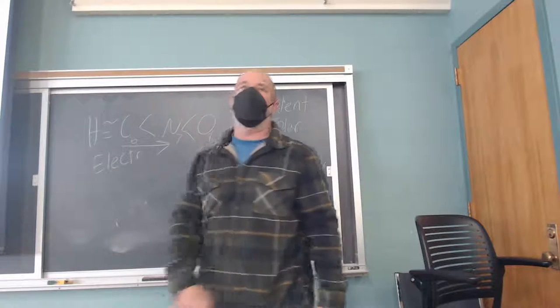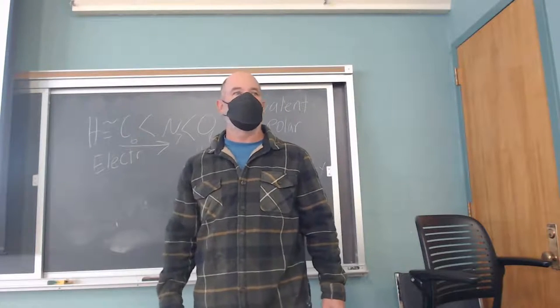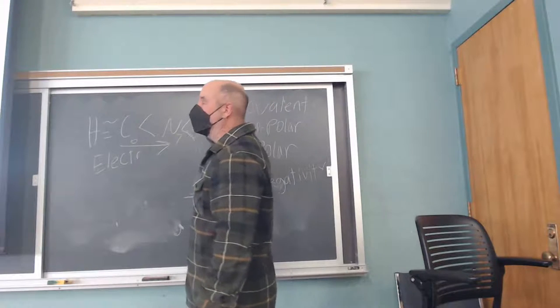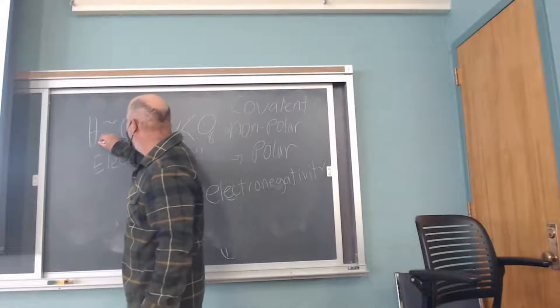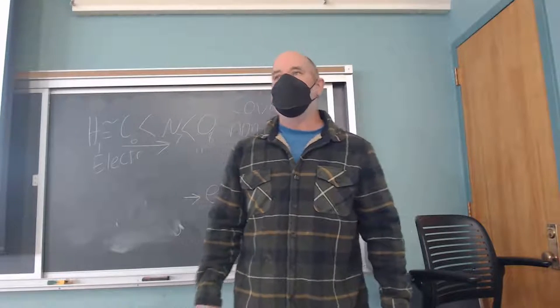In fact, oxygen is the second most electronegative element in the universe, fluorine being number 1. But oxygen loves electrons. I know hydrogen only has 1, and carbon has 6 protons, but they're of similar electronegativities. Anybody know why?